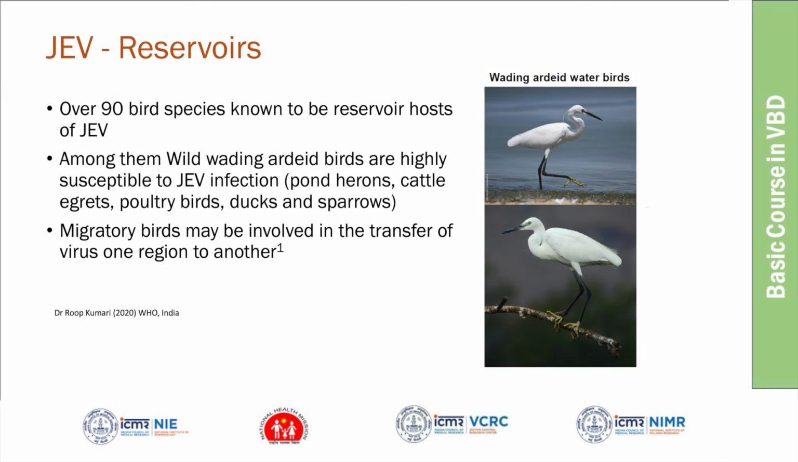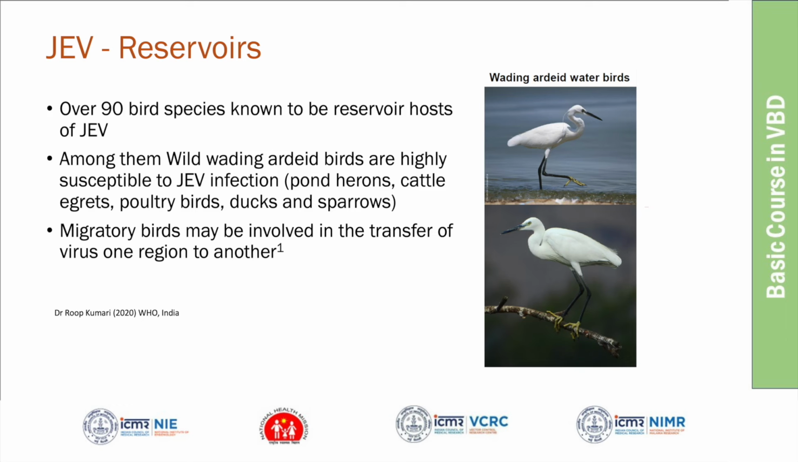And these water birds can serve as a reservoir, or as a natural host. The virus can normally multiply in these natural hosts and does not cause any disease in these birds. Over 90 bird species are known to be reservoir hosts to JEV. And among them, the most highly susceptible to JEV infection are the water birds, just as shown in the figure.